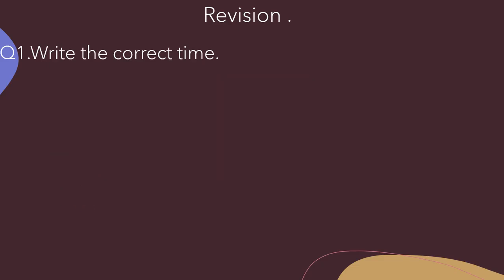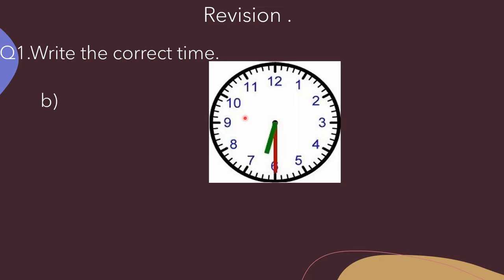Understood? Now B part. Here again we have a clock and you can see where our minute hand is. Here in this clock, our minute hand is at 6. It means the time is half past. Now, for half past, we have to see where the hour hand is. So here the hour hand is between 6 and 7. So we will write it like half past 6.